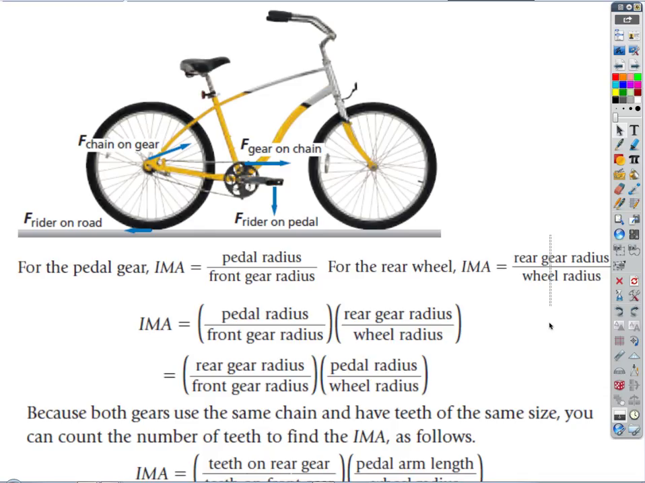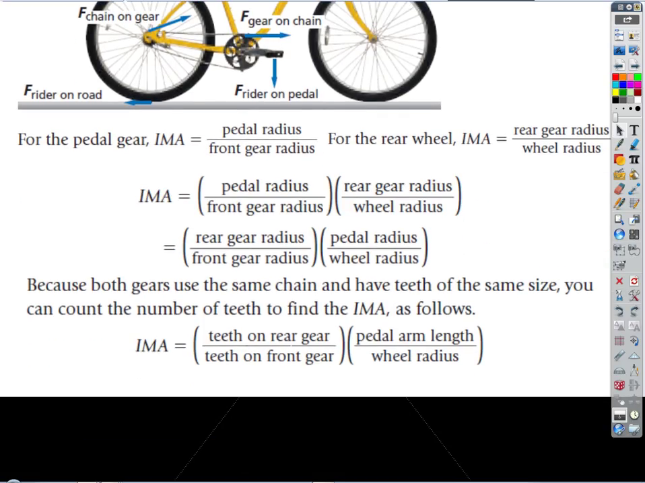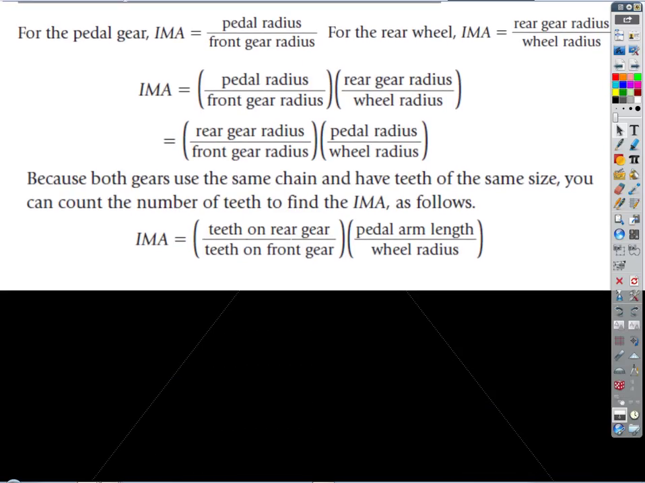Same thing would work if you want to estimate the ideal mechanical advantage for the whole thing. You could just look at the geometries of each individual machine, calculate the individual IMAs, and then multiply all those together. That'll tell you what the bike's overall ideal mechanical advantage should be. Do you think a bike's going to have a mechanical advantage greater than 1 or less than 1?